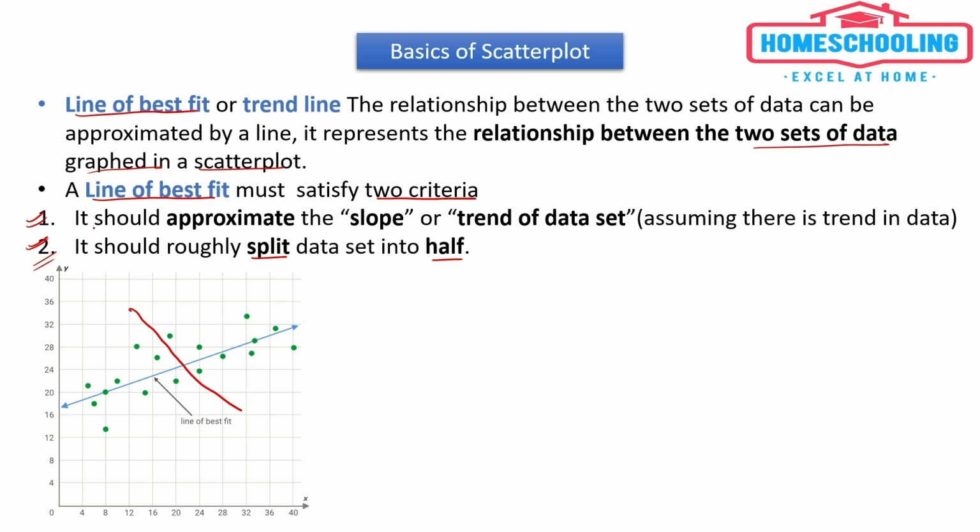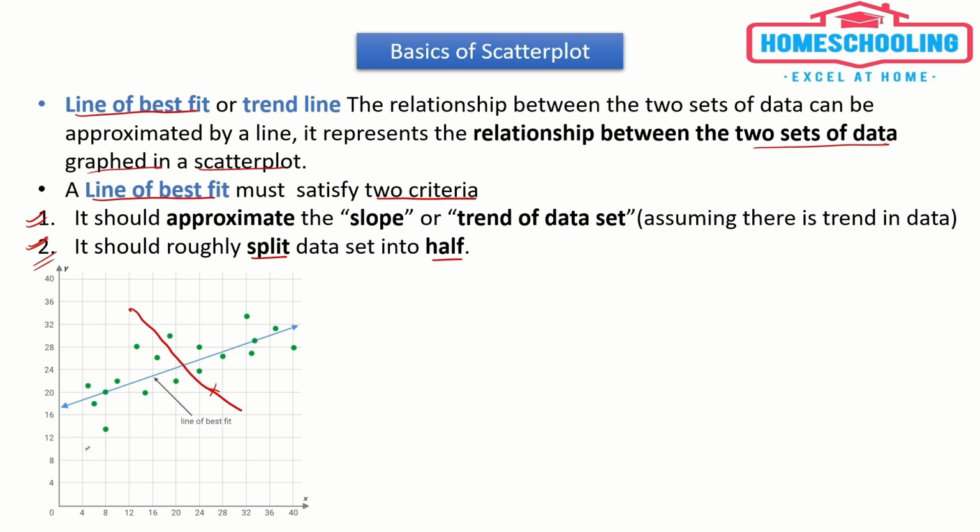But condition number 1 says it should approximate the slope or trend of the data set. As we can see, the trend is increasing, but here we made a line of best fit with a decreasing trend. So this is incorrect. Now let me take one more example here.